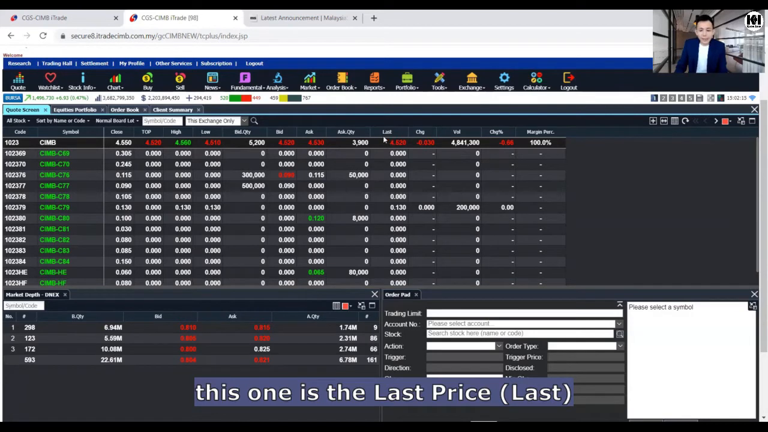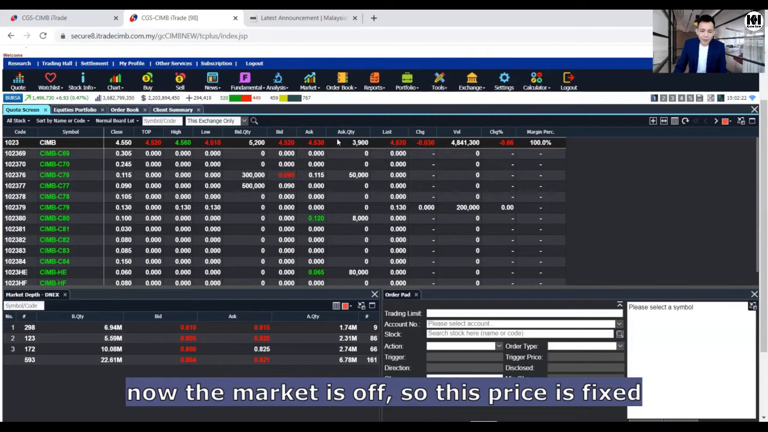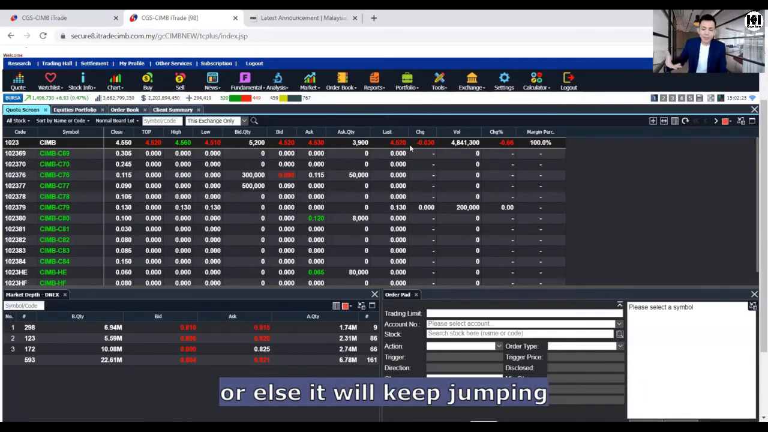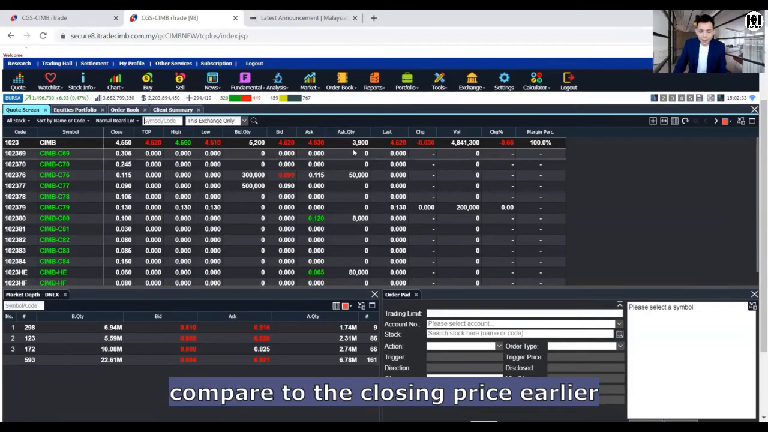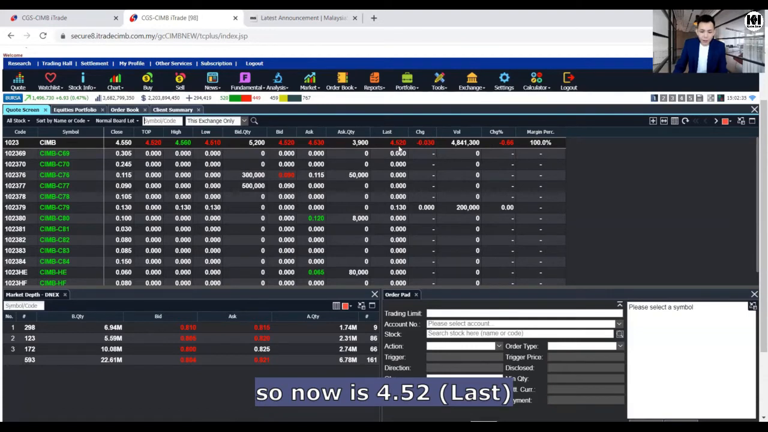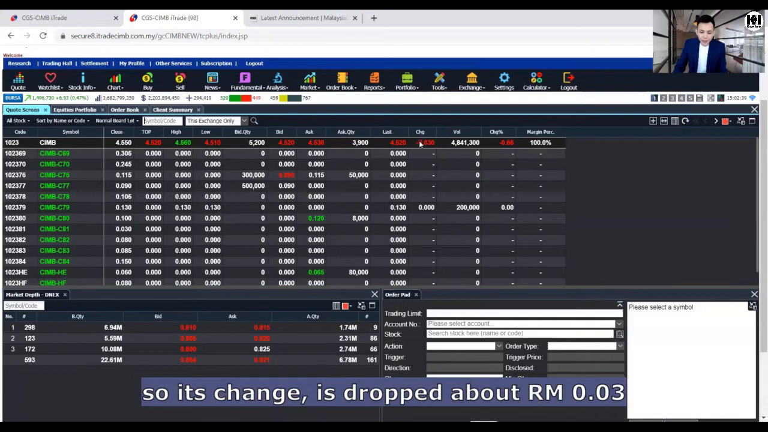Last, this one is the last price, the last transaction price. So it's 4.52. Now the market is off, so this one is fixed, or else it will keep jumping, keep moving. This one is the change for the day compared to the closing price earlier. So now it is 4.52. The previous closing price is 4.55. So it dropped about 3 cents.